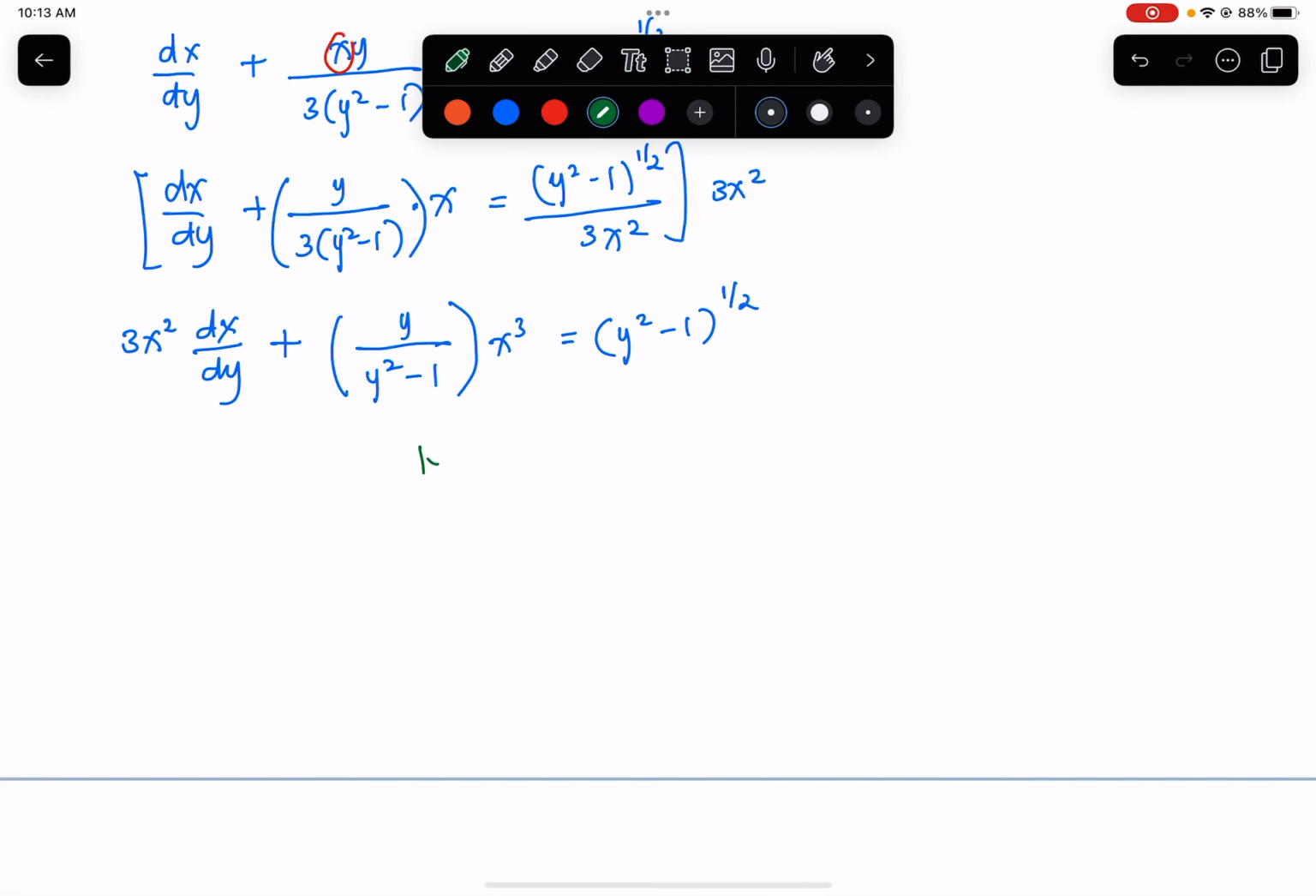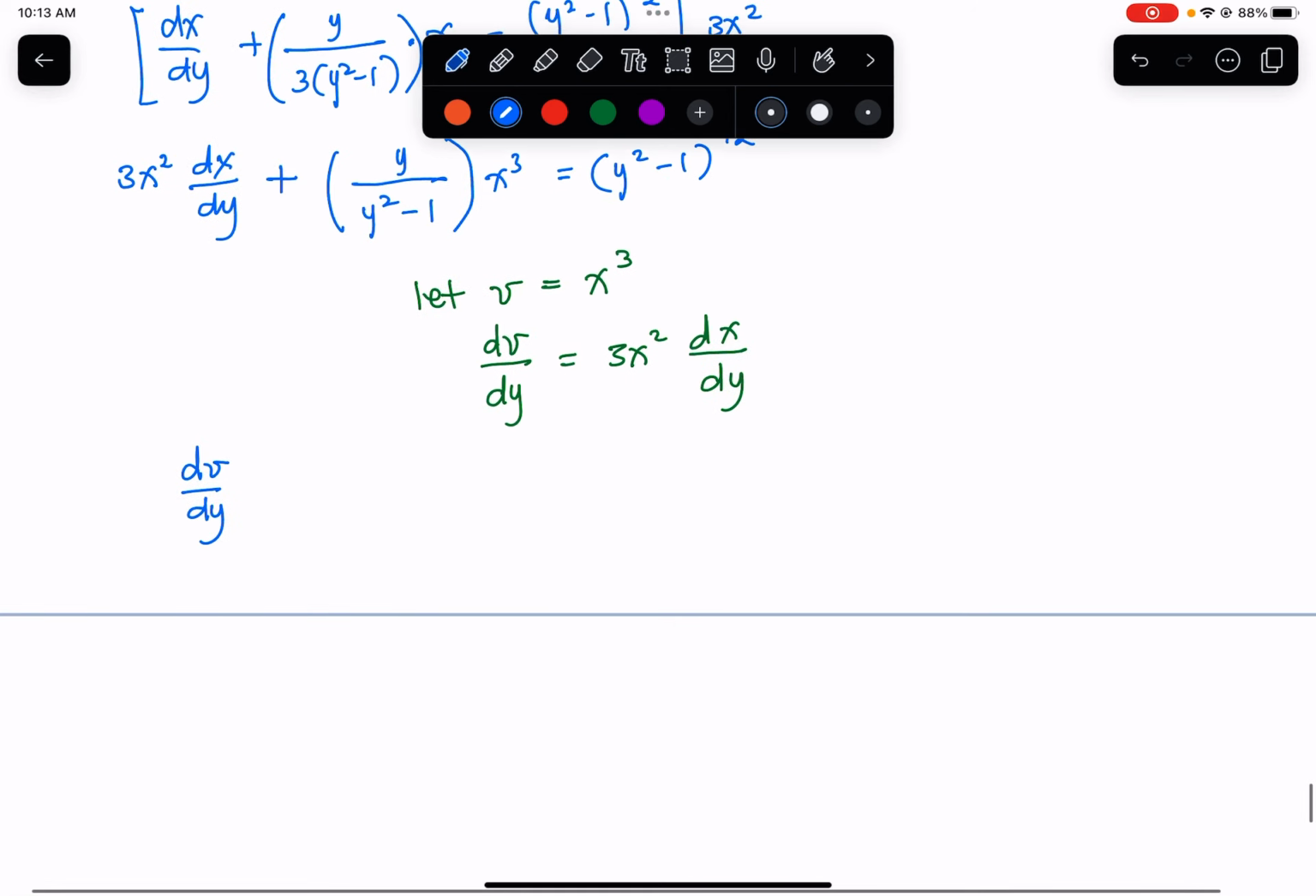So next, we assume the value of v. Since the dependent variable is x, we let v be equivalent to x cubed. This time, we derive this with respect to y, since our independent variable is y. So dv over dy will be 3x squared times dx over dy, and as you can see here, they are exactly the same.